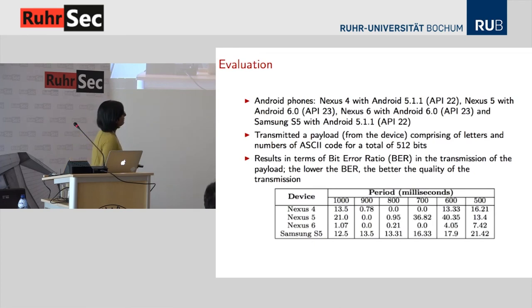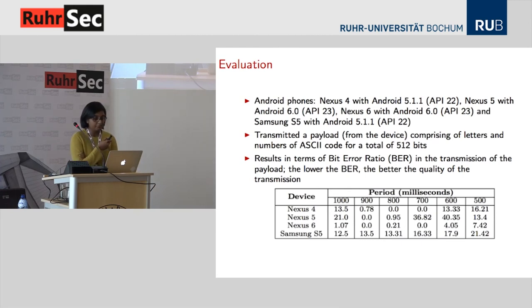Some results, you have more details in the paper, so I would encourage you to take a look at it, but just to give you an idea of what we recovered: we considered 4 devices, Nexus 4, 5, 6, and Samsung S5. Here we were transmitting a payload from the device, comprising letters and numbers, a total of 512 bits.